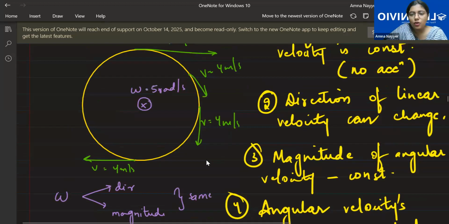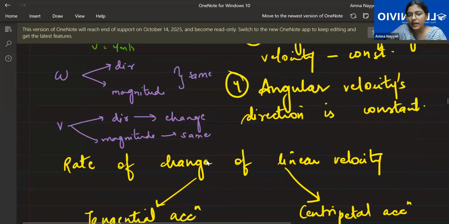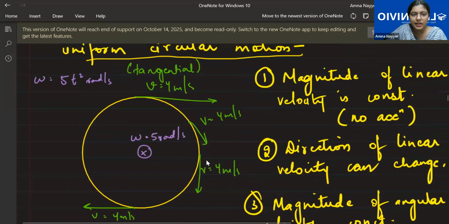Okay, so just write down this. Then I'll talk about how we write the centripetal acceleration and the tangential acceleration. Please start writing from here.